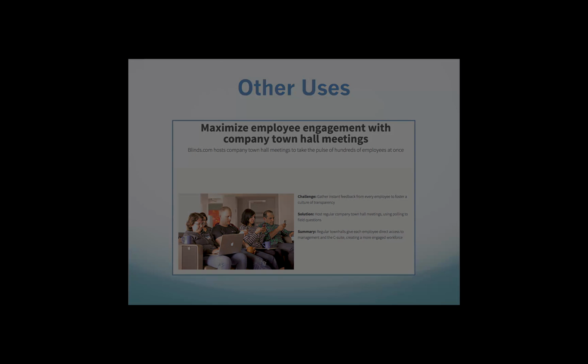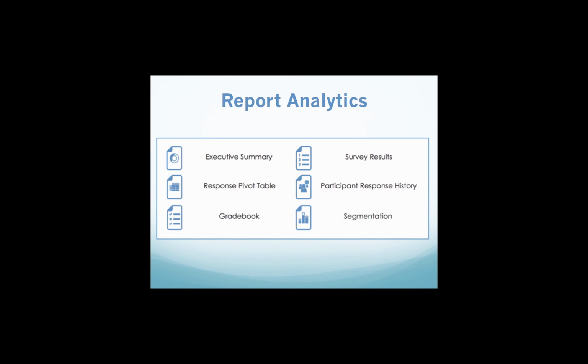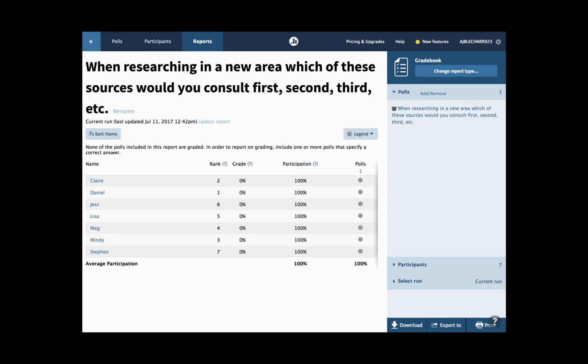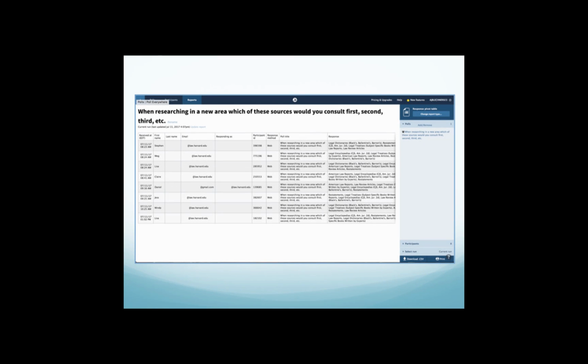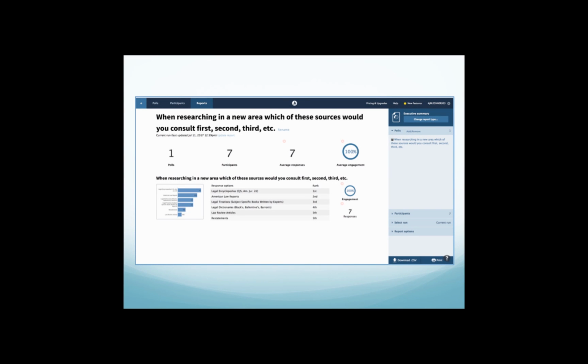With Poll Everywhere, you can analyze your polling responses in a number of ways. Using Gradebook, you can monitor student participation, attendance, and responses. Dig deeper with individual participant response histories that allow you to track when and how a single student responded. Poll Everywhere also allows you to create segmented tables and pivot tables if you're interested in doing data analysis. Want an overview? Poll Everywhere will provide an executive summary, giving you a big picture overview, engagement, participant responses, and pictures of the poll results.